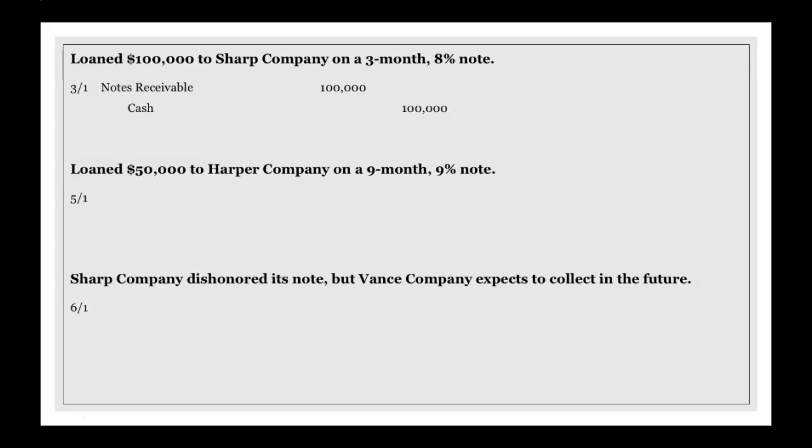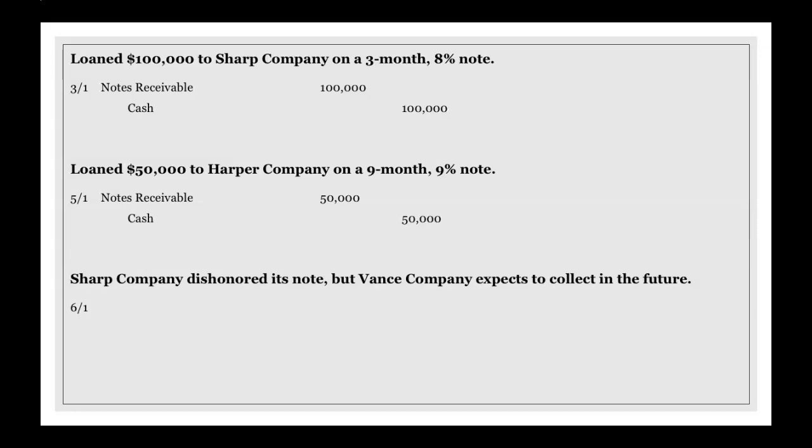Now on May 1st, we loaned $50,000 to Harper Company on a 9-month 9% note. So the framework of the entry is going to be similar to what we just did back on March 1st. Here, we debit our notes receivable for $50,000, since we're only loaning $50,000, and we credit our cash for that same amount.